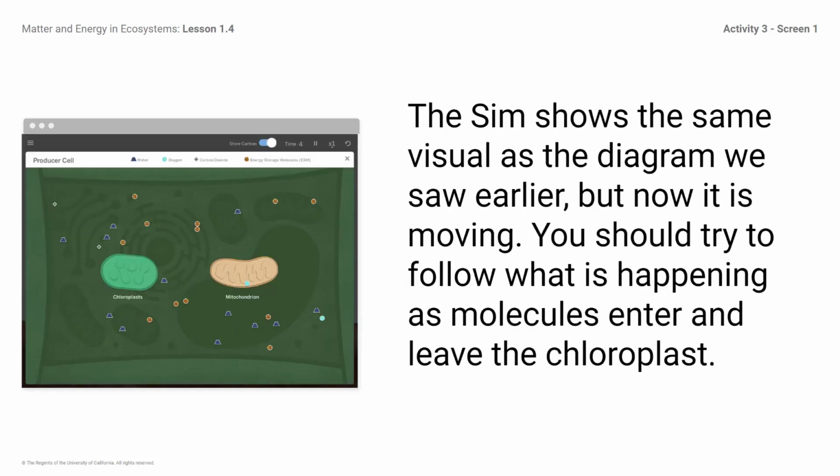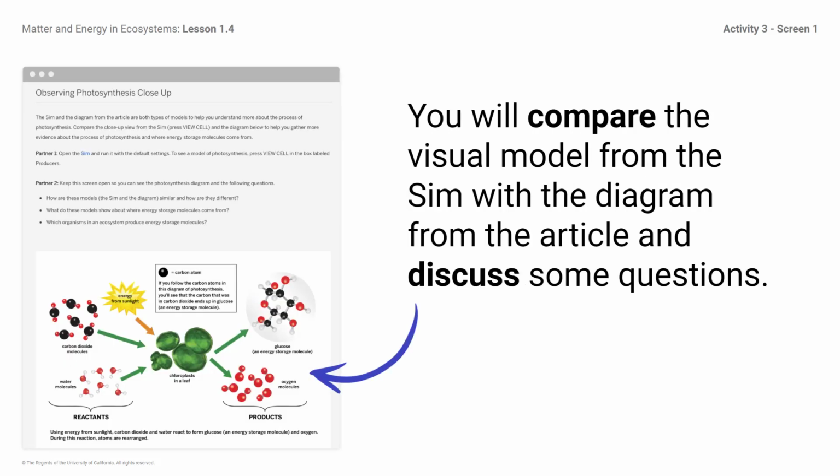The sim shows the same visual as the diagram we saw earlier, but now it is moving. You should try to follow what is happening as molecules enter and leave the chloroplast. Watch for what happens inside the chloroplast, a part of producer cells where photosynthesis occurs. You will compare the visual model from the sim with the diagram from the article and discuss some questions. We are starting to gain a better understanding of where energy storage molecules in an ecosystem come from.